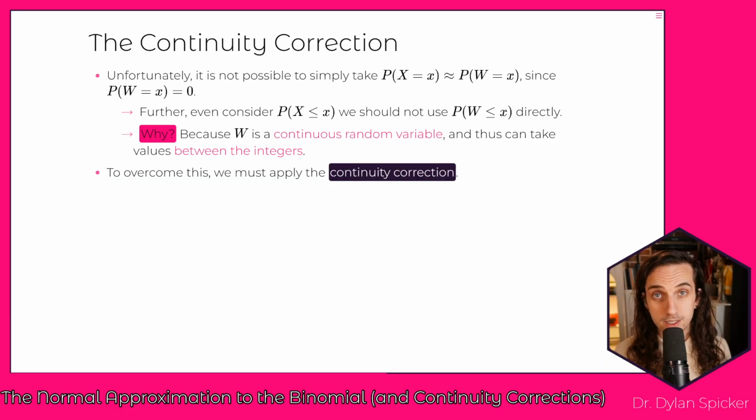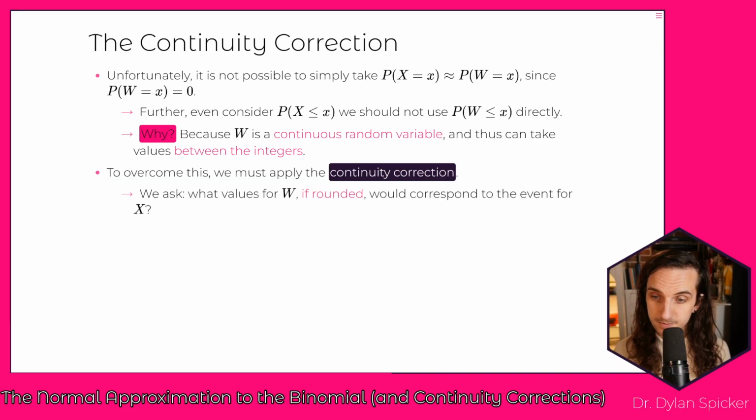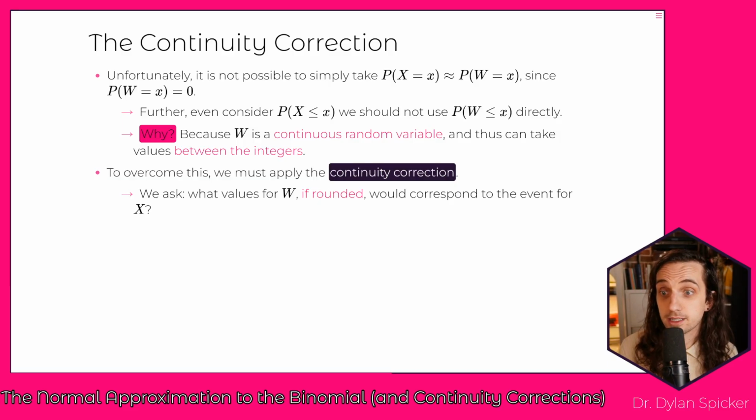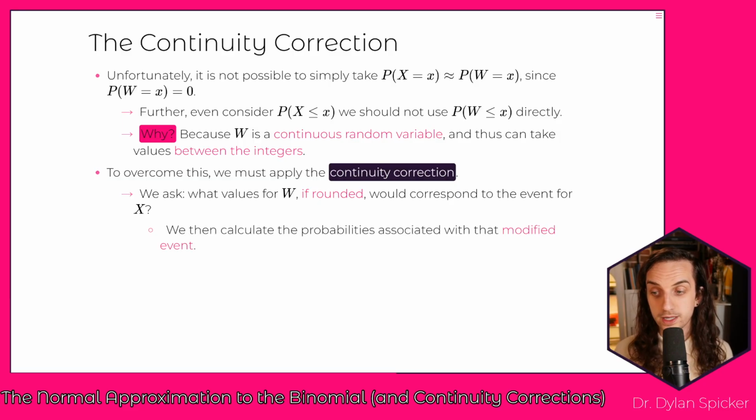To overcome this, we use what we call the continuity correction. And the continuity correction is going to come up all over the place in statistics. It's sort of any time we're using a continuous approximation to something that is discrete, we need to think about how to overcome these things. And broadly speaking, the continuity correction is simply rounding, right? So what we ask is, well, what values for W, if we rounded them, would correspond to the event that we care about for X?